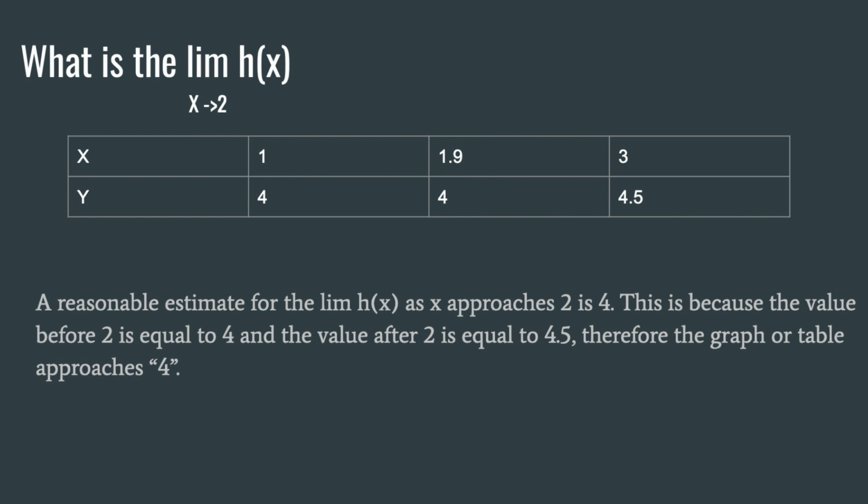As you can see, 2 is much closer to 1.9 than it is to 3. That's why I picked 4. You could estimate that it's 4.1 or 4.2, but since 1.9 is so close to 2, I think it's reasonable that the limit at 2 must be 4.